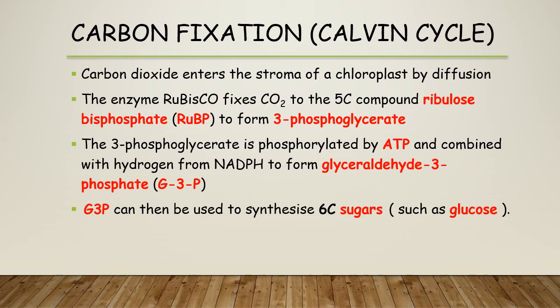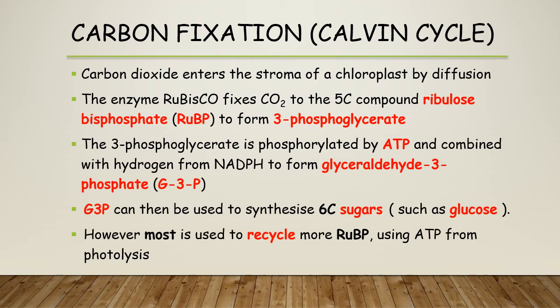So that G3P can then be used to synthesize 6-carbon sugars, such as glucose. However, most of that G3P is then used to recycle into more RUBP using ATP from photolysis. So again, that's why we've got this cycle, and you'll see that in the next slide with a diagram, that we're talking about it in a cycle. So RUBP is the start and end of this cycle, just like you saw in respiration.